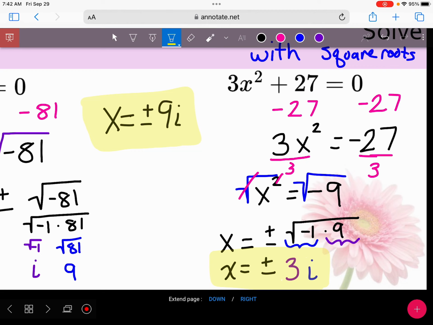I know it feels like it just kind of comes out of left field, and it feels awkward and weird. We are going to work more with i on Monday. But it's one of those things that it just takes practice. It just takes practice.